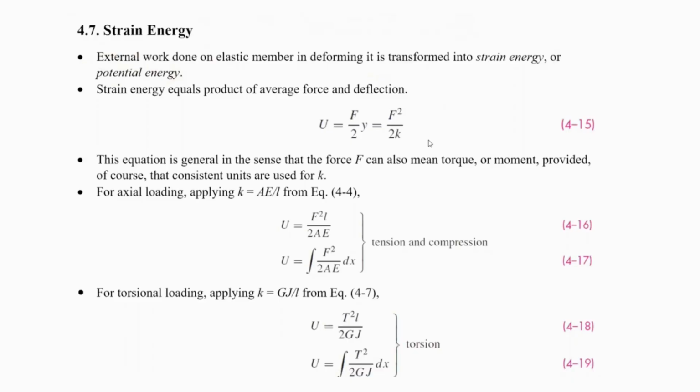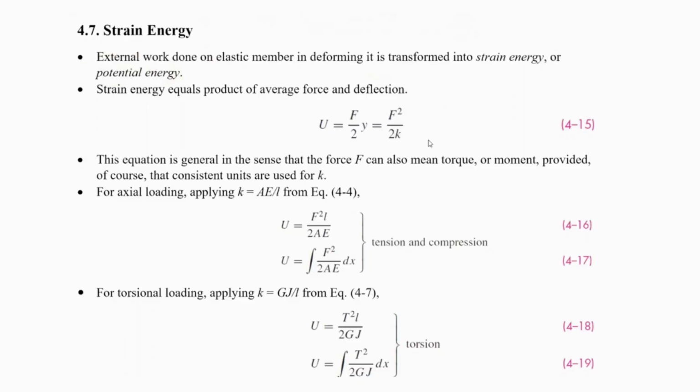And if the structure is subjected to a torsional loading, in this case, we substitute the corresponding torsional stiffness into this first equation. The torsional stiffness in this case would be equal to GJ over L. Please recall from the previous slides. And when we replace this K by GJ over L, the strain energy formula takes the following form. U is equal to T squared L over 2GJ.